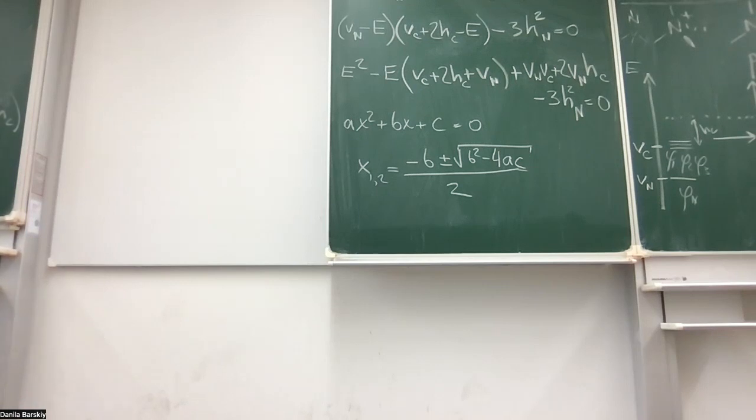Right? And then I put it back into the square. But now it's a square with a minus. We're going to have VC plus 2HC minus VN, squared, plus 12 HN squared. Okay.